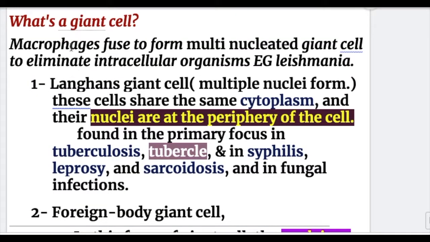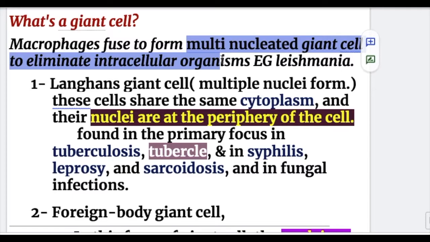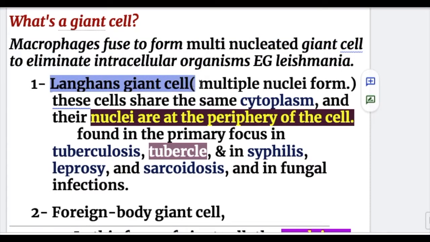Now, what's a giant cell? Macrophages form multinucleated giant cells to eliminate intracellular organisms, for example Leishmania. Number 1, Langhans type of giant cell, which has multiple nuclei. These cells share the same cytoplasm and the nuclei are at the periphery of the cell.